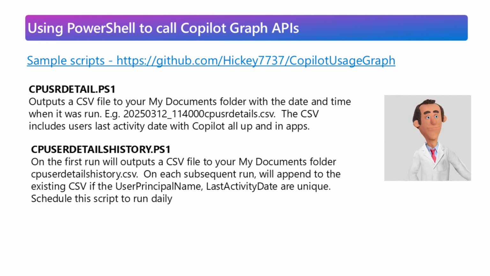The second script, CPUSR Details History, uses the same API, but this time will append to the CSV if the username and activity date are unique. This second script over time will build a history of not just the last time they used Copilot, but how many days they used it. Schedule this second script to run daily.